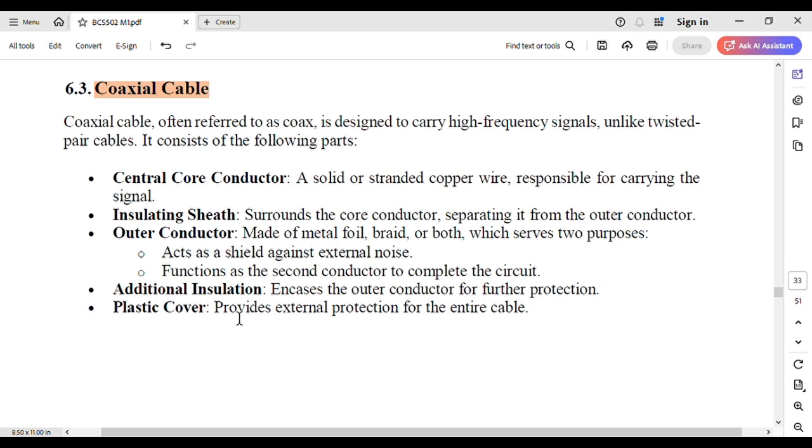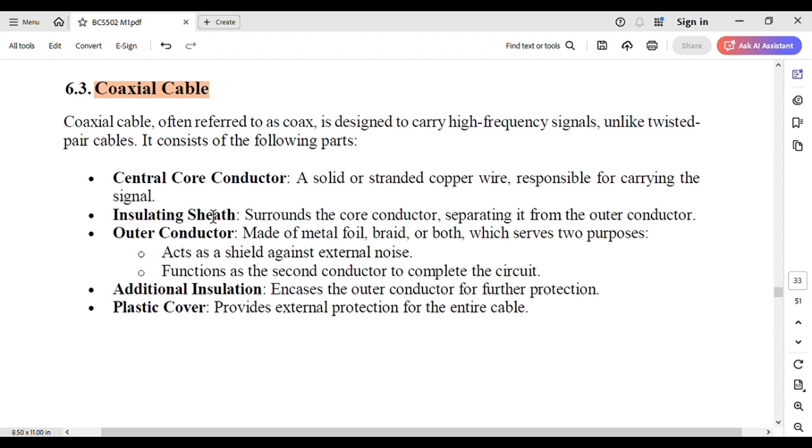Hi friends, in this video I will explain the concept of coaxial cable for 5 marks. So coaxial cable, often referred to as coax, is designed to carry a high frequency signal. Unlike twisted pair cables, it consists of the following parts.